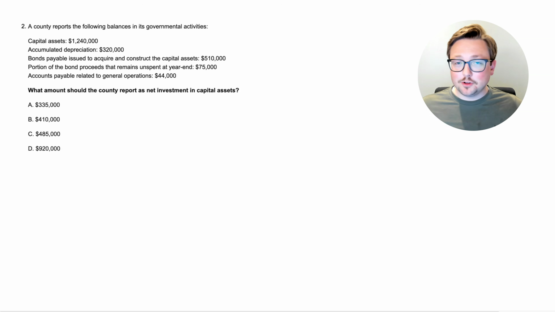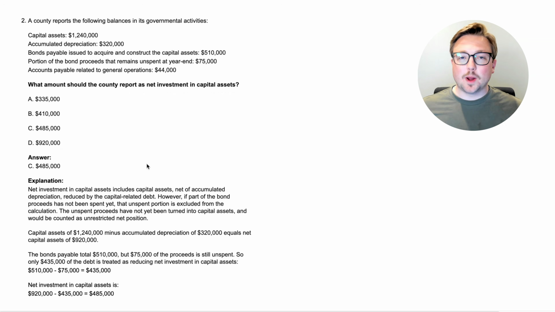Now again, we are using these questions to learn. So if you don't know how to calculate this, that's okay. We are learning the different pieces of net position. But if you want to give this a try, maybe you've kind of seen this before, go ahead and pause the video, try it on your own, and when you're ready, come back. We'll look at the answer together. All right, here we are. The answer is C, $485,000.